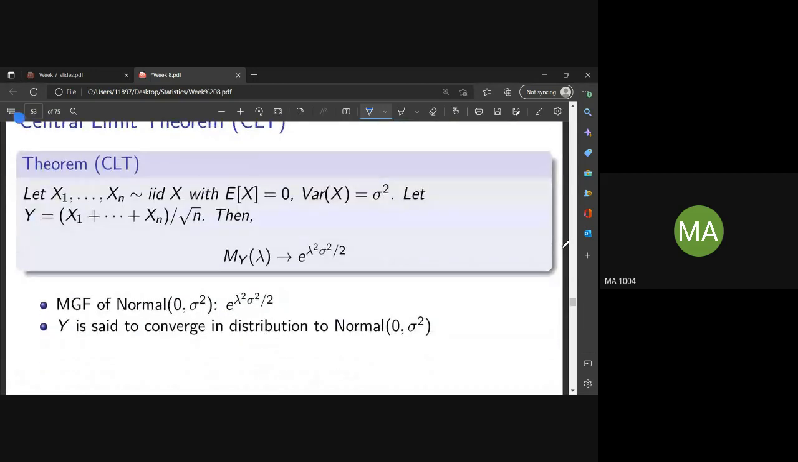So it says when you have n IID random variables x whose expectation is 0 and variance is sigma square, and if we take y to be x1 plus x2 plus xn by root n, then the moment generating function of y converges to that of a normal with mean 0 and variance sigma square. Any distribution, doesn't matter what distribution you have, if you take samples of good enough size, generally we say n should be at least 30, then it will converge to a normal distribution with mean 0 and variance sigma square.